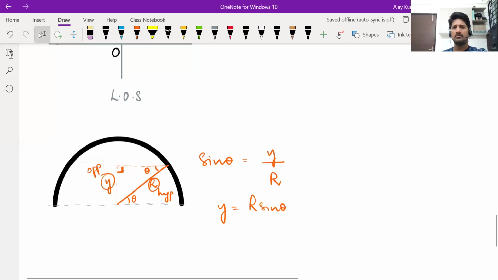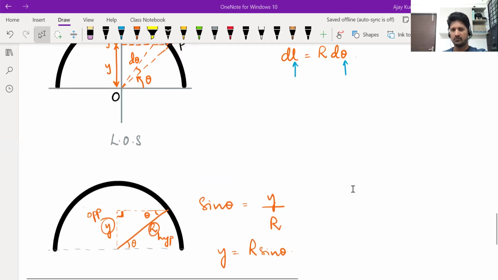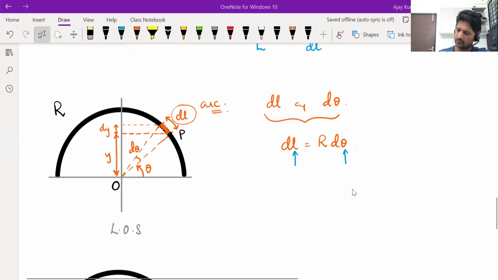Is this clear to all of you? Yusuf, did you understand? Rishi? Yes, sir, understood. So y is equal to r sin theta. Let us make use of that also.